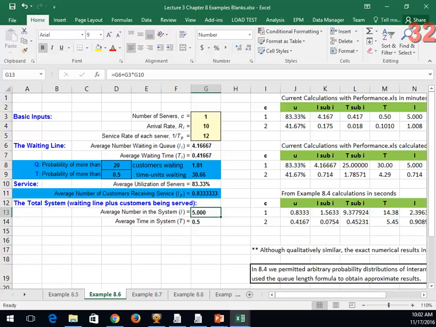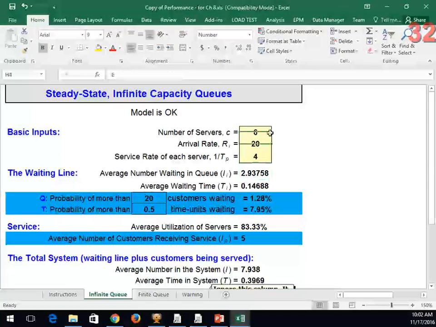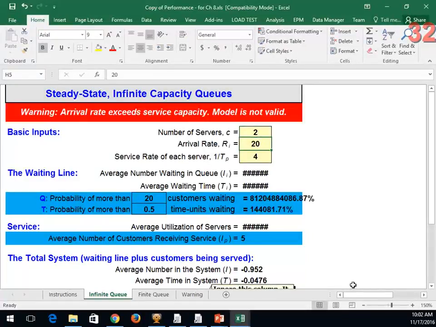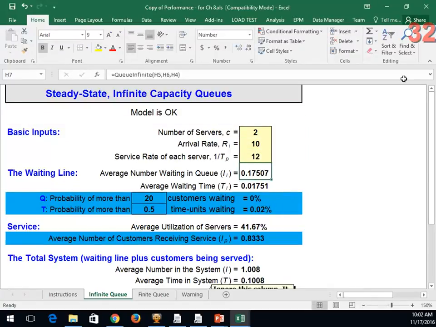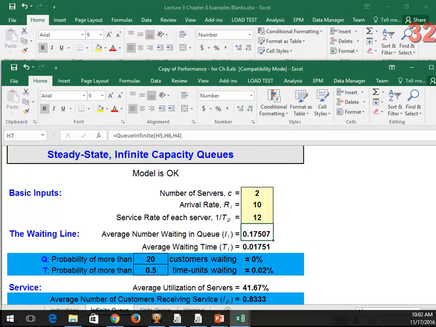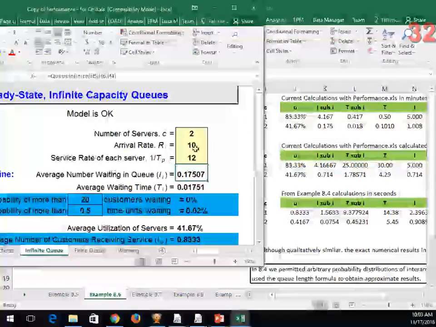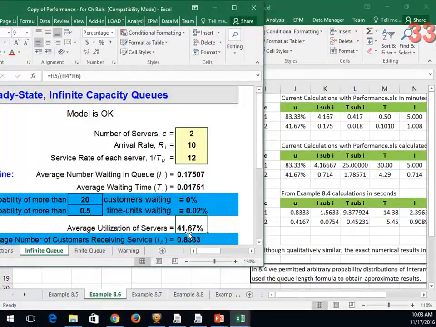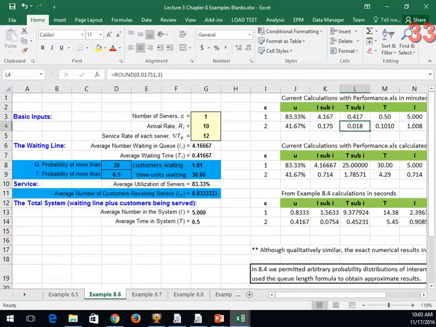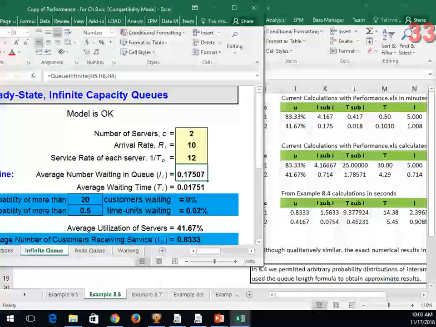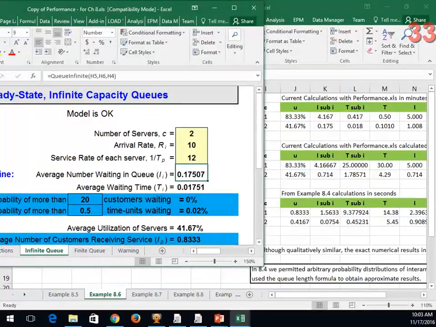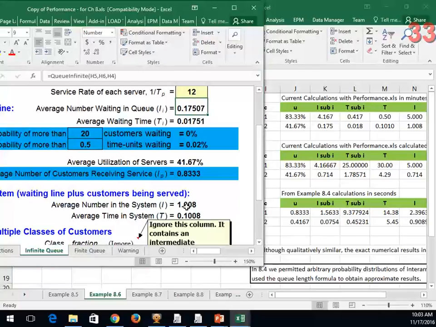All right, so let's go back to the live copy here. We're going to change that to 2 servers. My arrival rate we said was 10 customers per minute, and my processing rate is 12 customers per minute. What you can see then, if I'm trying to do this comparison, is my utilization, 41.67, which comes from this spot on the infinite capacity spreadsheet. My inventory, the amount of customers that are waiting, is I sub I. The amount of time is T sub I. And then the average number of people in the system is given here, the total inventory, and the total time.